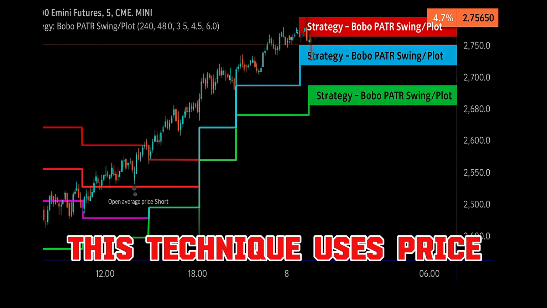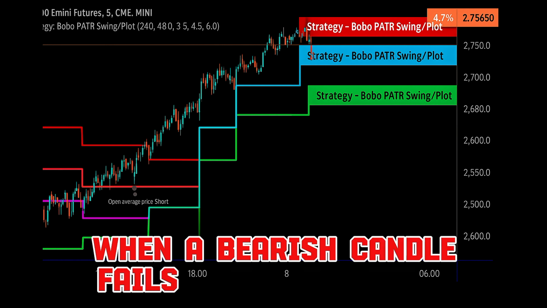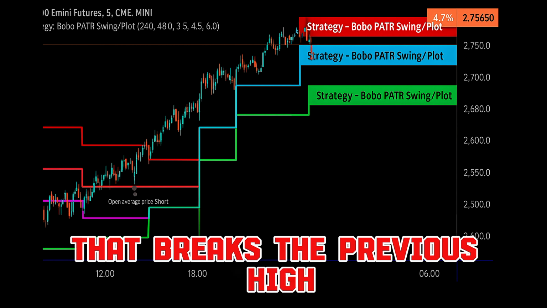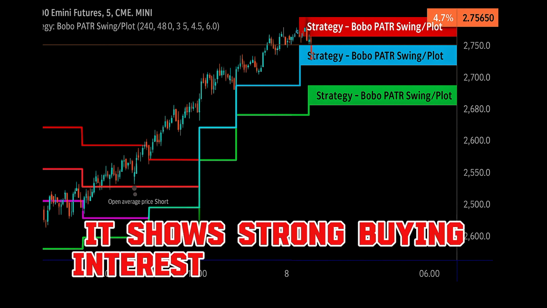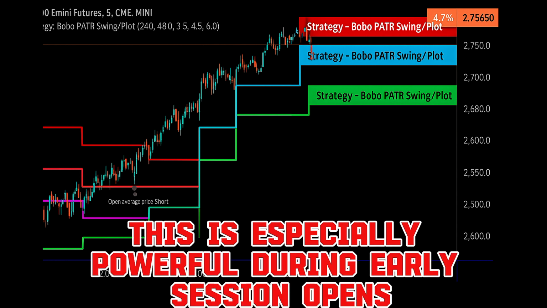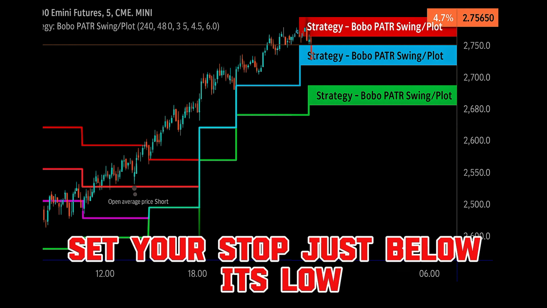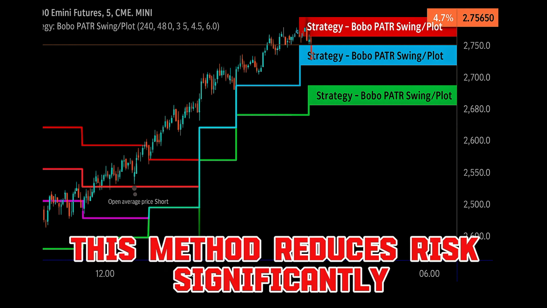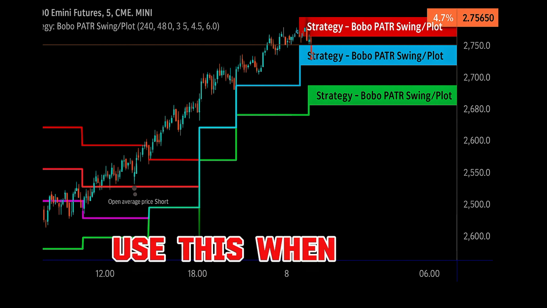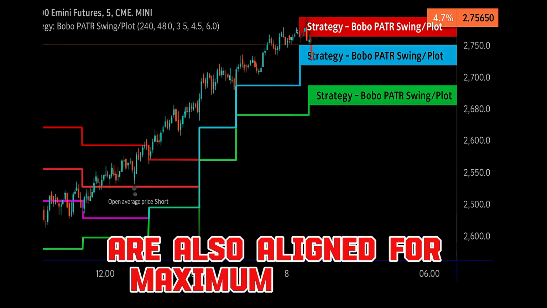This technique uses price behavior around EMAs for scalping confirmation. When a bearish candle fails to touch the EMA and is immediately followed by a bullish candle that breaks the previous high, it shows strong buying interest rejecting lower prices. This is especially powerful during early session opens. Enter above the bullish candle's high, set your stop just below its low. This method reduces risk significantly while catching early trend continuation moves. Use this when other confirmations like volume, trend, and demand zones are also aligned for maximum accuracy.